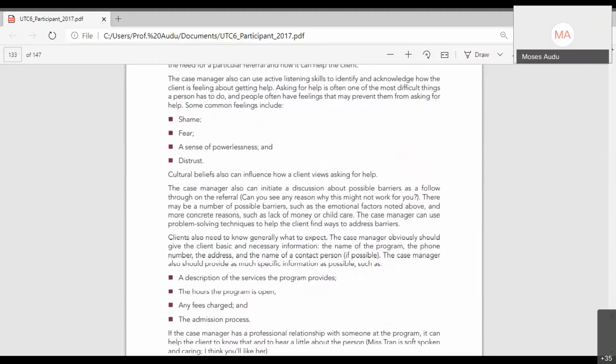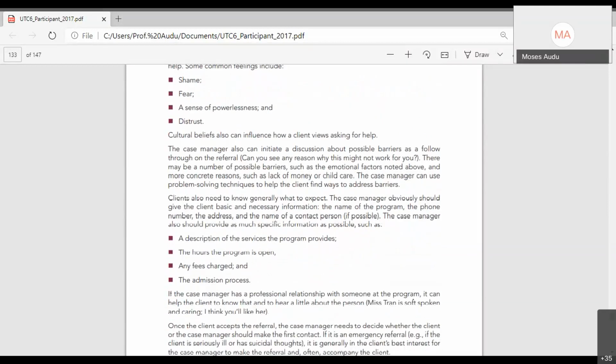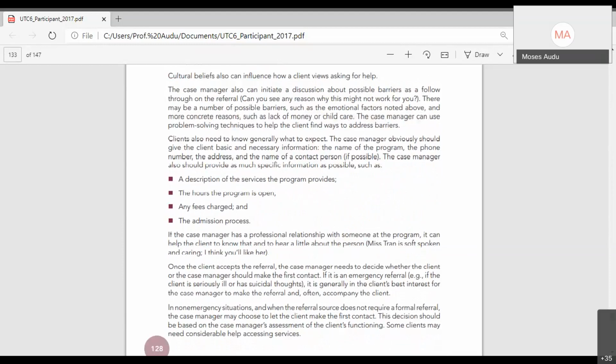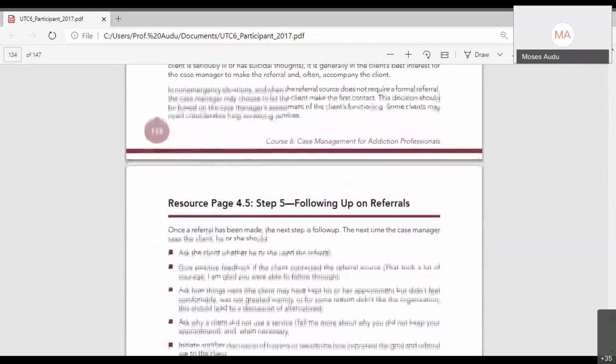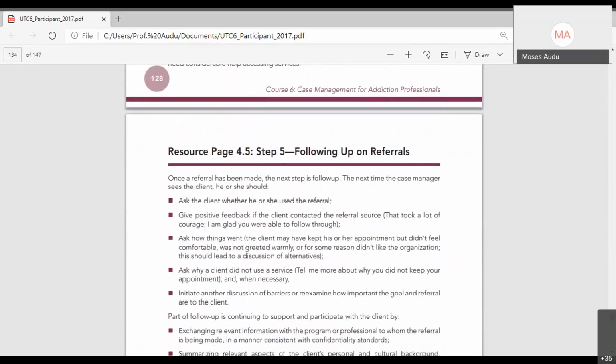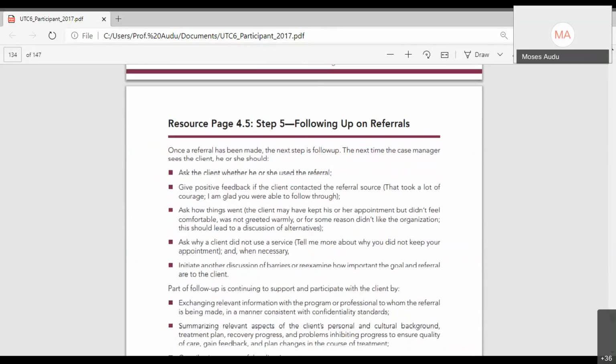It's very difficult, particularly in our own environment. And then cultural beliefs can also influence how a client views asking for help. Yeah. So these are things that we have to look into, and then we go down here. Education on the services the program provides, the hours the program is open, and any fees charged, and admission, and so on and so forth. So these are things that you need to do and check, and then following up on referrals. When you do referrals, you must be able to follow up. Did your client eventually get there?